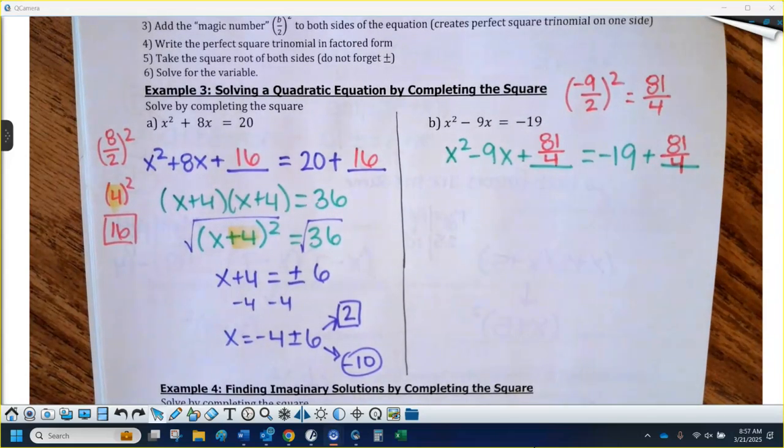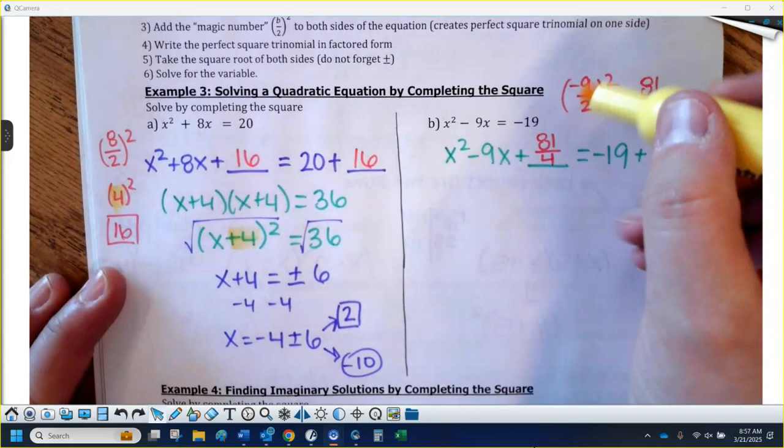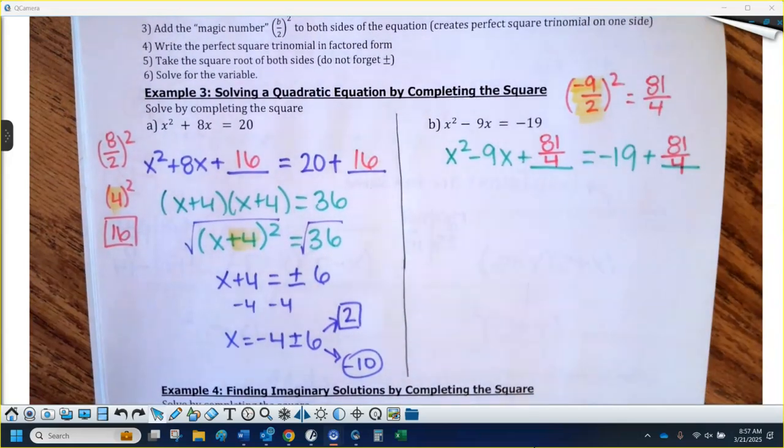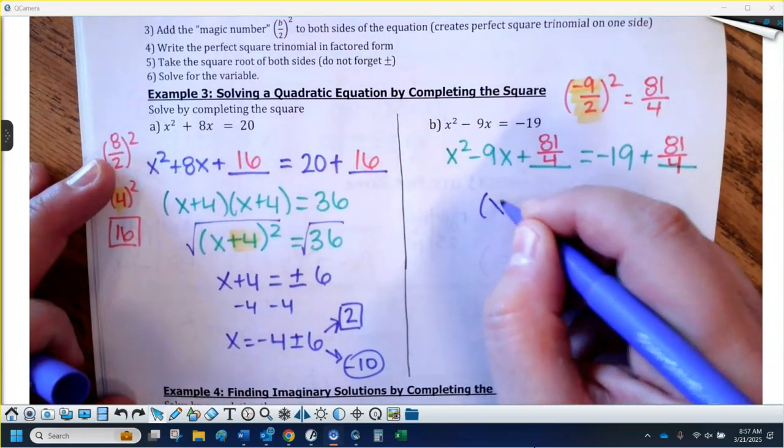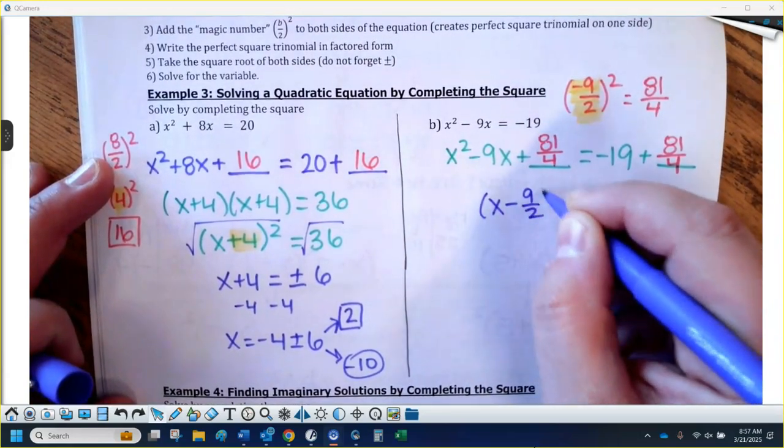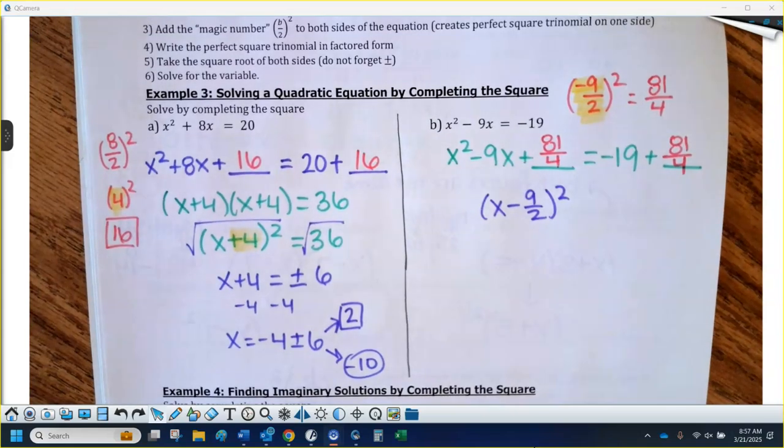Now, the left side is not bad because I promise you, whatever you squared is going to go in the factor with the x. So whatever you squared, this is negative 9 over 2. I'm going to write x minus 9 over 2 squared. That would be the factored form of that. Whatever you square, that's your factor.